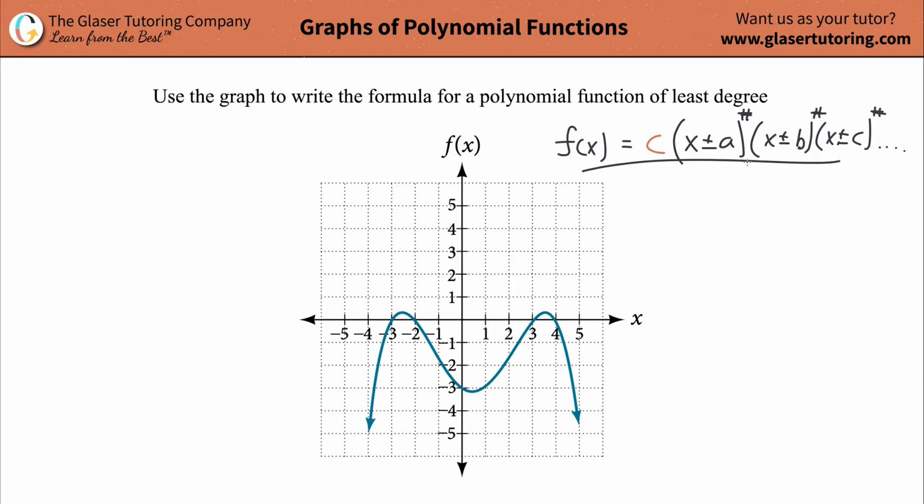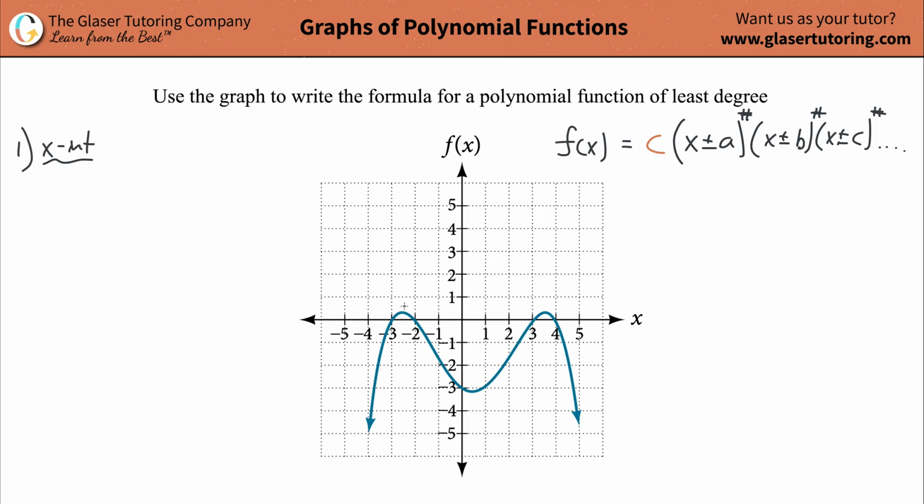Now that we have this model, we are looking for basically three things. I'm looking for the leading coefficient. I'm looking for these constants in the factors, and then I'm going to look for the powers. Okay, three things. So first step I'm going to do is to identify the x-intercepts. Now these x-intercepts will help us identify the constants in the factors, okay?